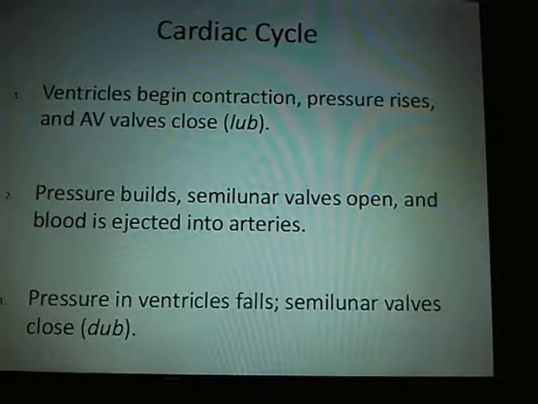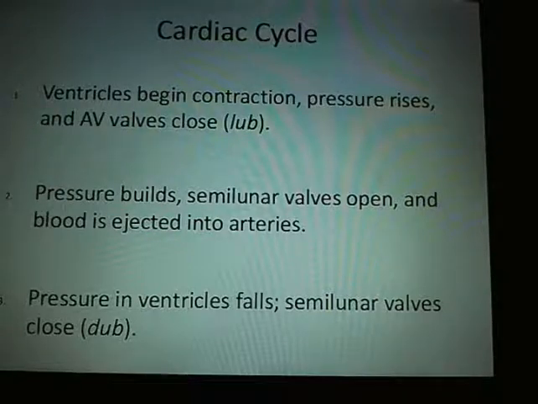Cardiac cycles. The ventricles begin to contract, the pressure rises, and the AV valves close. The valves, the semilunar, the tricuspid, they're just kind of a flap, and as the pressure on the backside increases, it pushes the flap back and encloses the valve. When the pressure is low, then the valves open and blood flows in. Anyway, in the cardiac cycle, ventricles begin contraction, the pressure rises, and it pushes the AV valves closed. The pressure builds, the semilunar valves open, and the blood's ejected into the arteries.